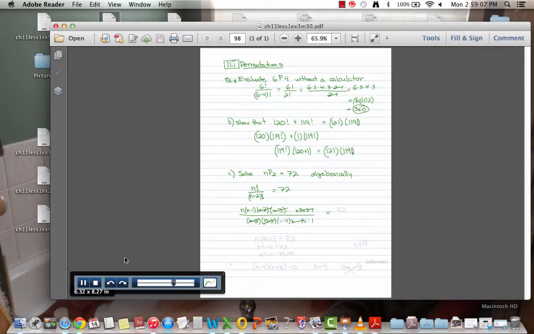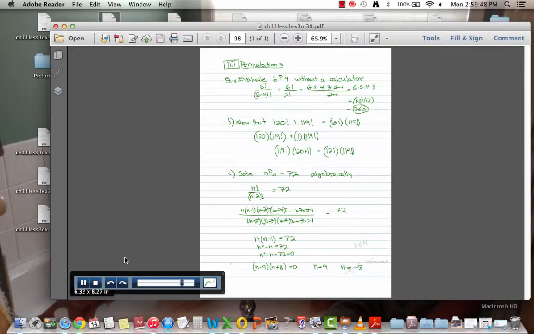On the bottom I have (n minus 2) factorial, which is (n minus 2) times (n minus 3) times (n minus 4) times all the way down to 3 times 2 times 1, and all that equals 72. Well, everything from n minus 2 down is common on the top and the bottom. So really what I have is n times (n minus 1) equals 72. So in this case, this turns into a quadratic question where I've got n squared minus n equals 72, n squared minus n minus 72 equals 0. This thing factors nicely to be (n minus 9) times (n plus 8) equals 0. So n equals 9, or n equals negative 8.